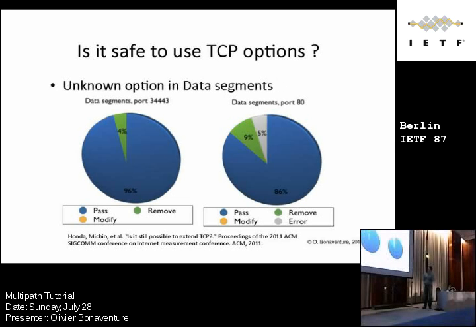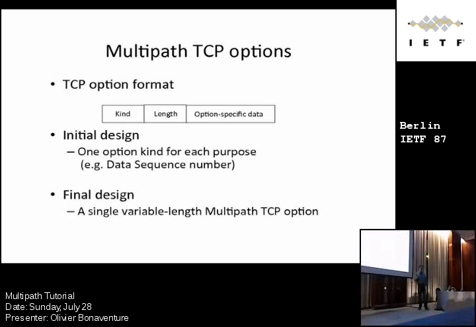And in data segments, you have the same issue as in the SYN segments. So it's possible to extend TCP by using options, but you have to know that in some cases it will not pass through. So there is an option format.